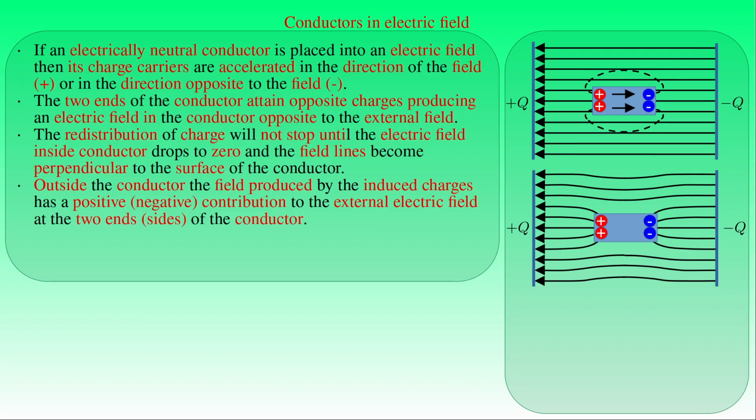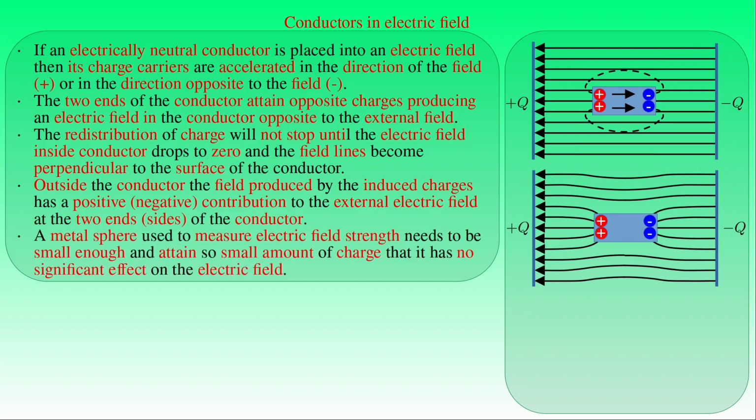These findings show us that the metal sphere used to measure the electric field strength in the previous experiments needs to be small enough and attain so small an amount of charge that it has no significant effect on the electric field, and produces only a negligible modification in its field strength.